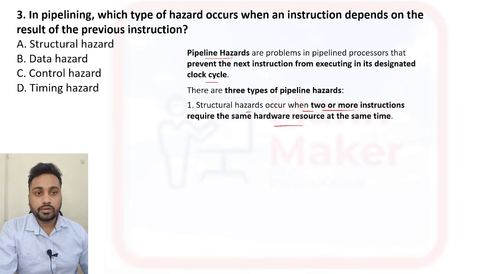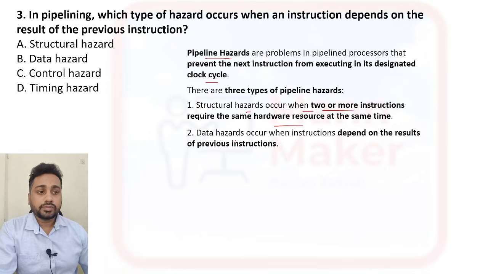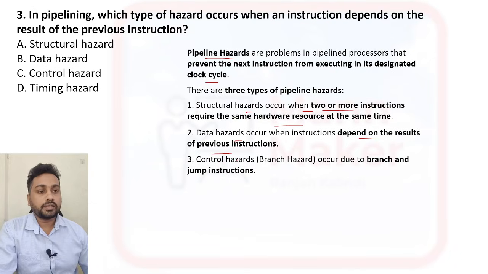Then we have the data hazard, which occurs when an instruction depends on the result of the previous instruction. And we have the control hazard, which occurs when branch and jump instructions occur. It is also called a branch hazard. You need to remember all these three points.